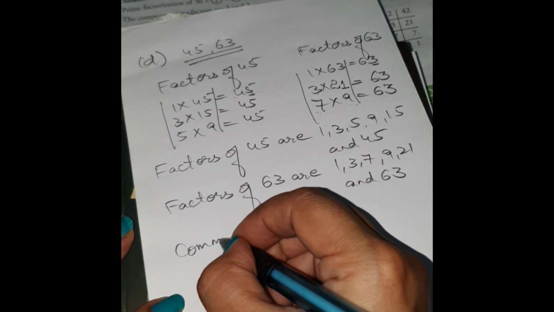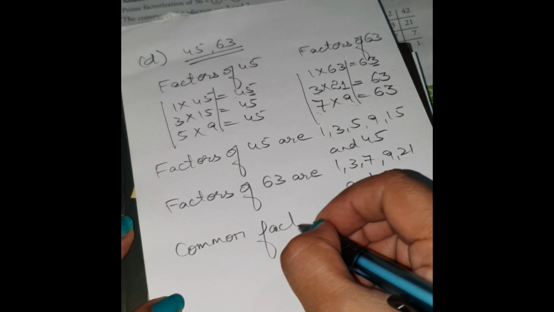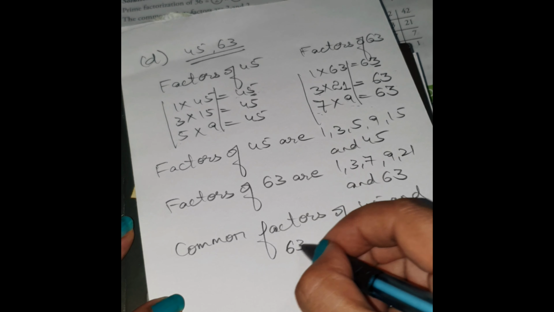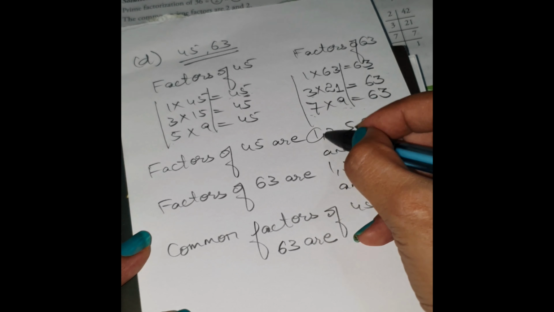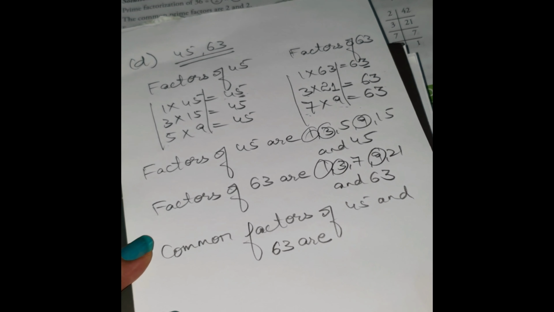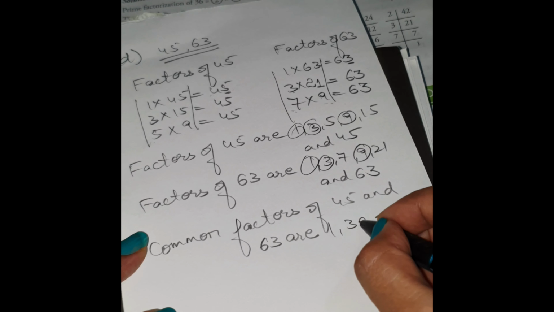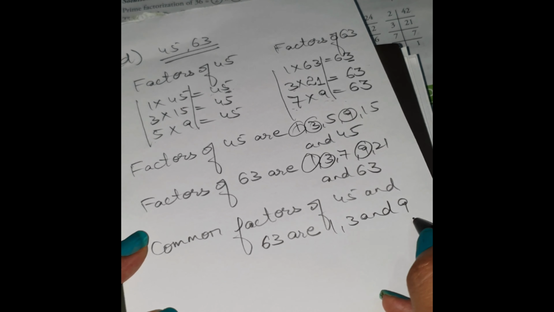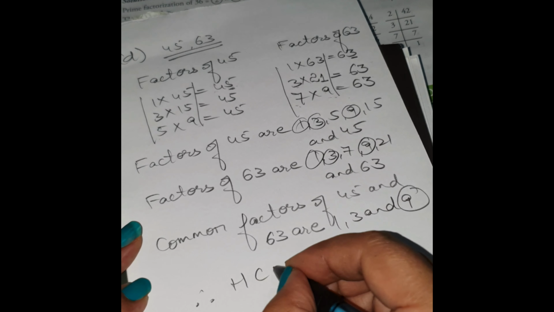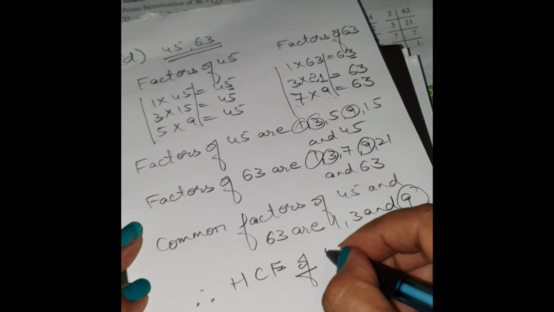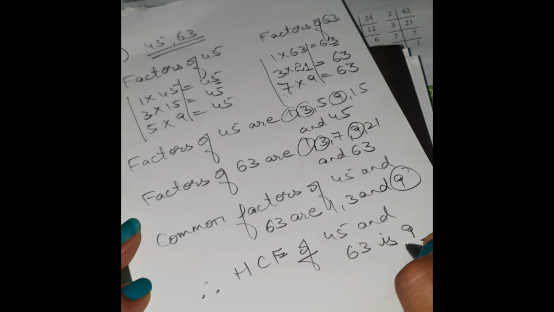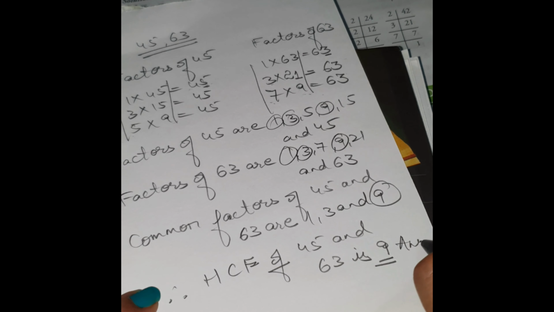Then common factors of 45 and 63 are, so the common factors are 1, 3 and 9. So these three numbers are coming common. So 1, 3 and 9. So among these three, the highest one is of course number 9. So therefore HCF of 45 and 63 is number 9. Okay, so this is the answer.